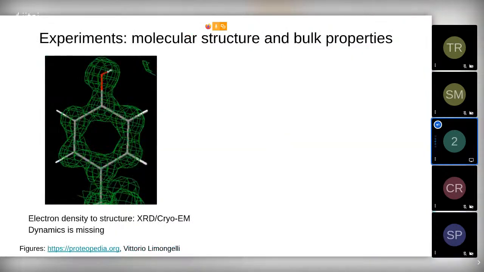So the experiments that we mostly know, which are performed in biophysics or biomolecular chemistry, can predict mostly two sets of properties. One is the molecular structure and the other is the bulk properties. For example, if you do an X-ray diffraction experiment or a cryo-electron microscopy experiment, you can obtain the electron density, which is shown in the green color. Fitting the electron density, one can actually obtain the structural data of how the molecule looks. But this is a very static picture, and the dynamics of the molecule is missing. We cannot see how the reaction is happening or how it is moving and things like that.